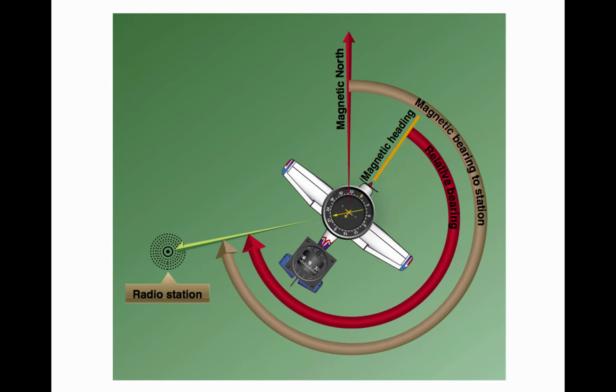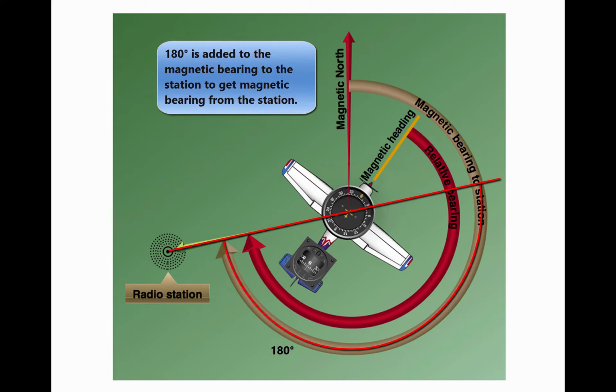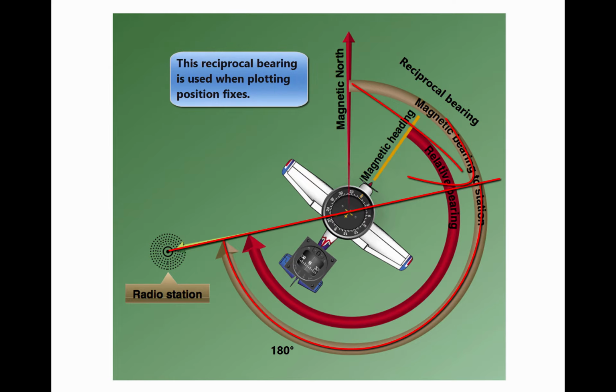This figure illustrates terms that are used with the ADF and should be understood by the pilot. To determine the magnetic bearing from the station, 180 degrees is added to or subtracted from the magnetic bearing to the station. This is the reciprocal bearing and is used when plotting position fixes.